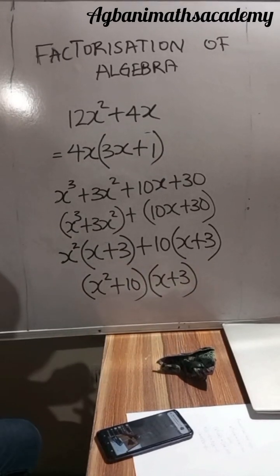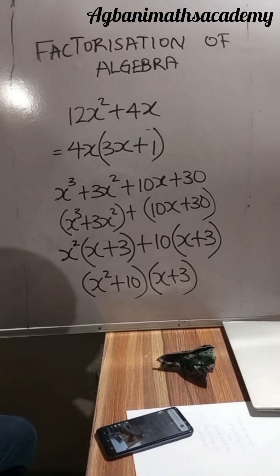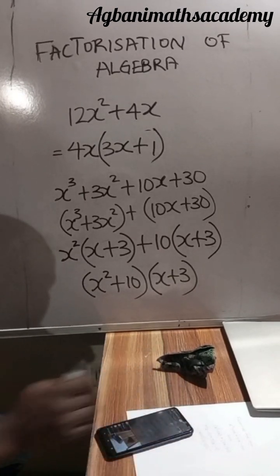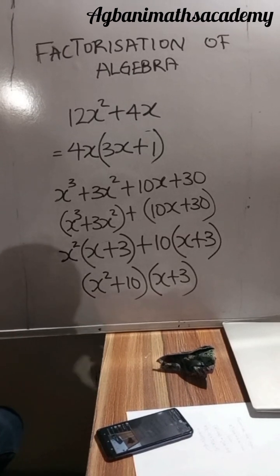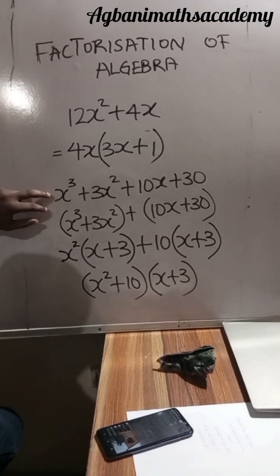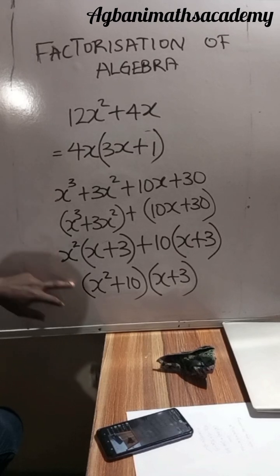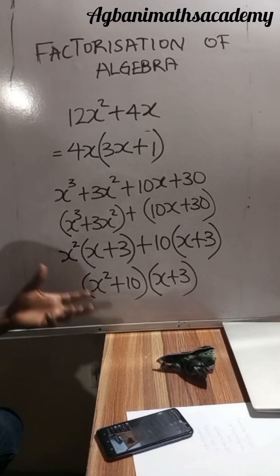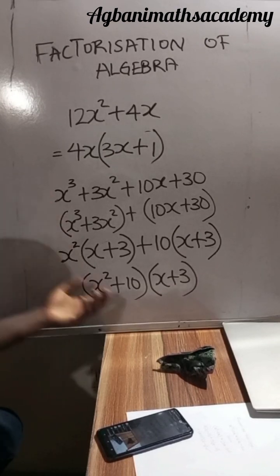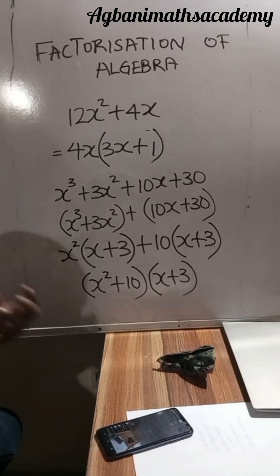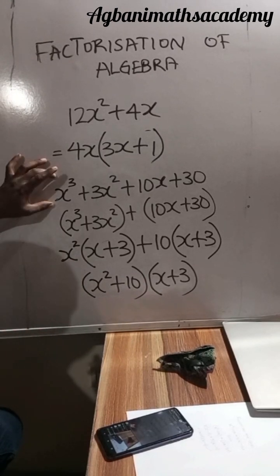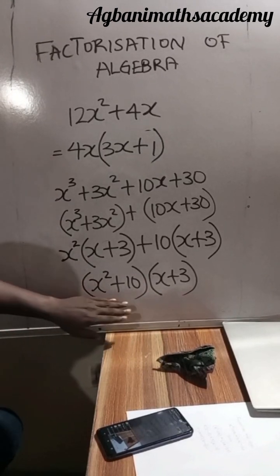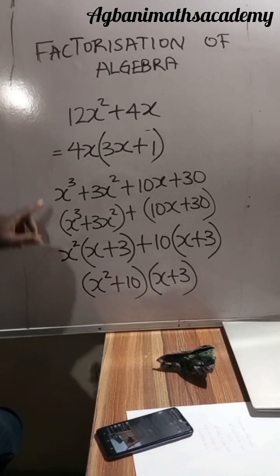So remember, I said factorization of algebra in simple terms is introduction of brackets to an algebra. So at the beginning of the question, this question did not have any bracket, and we are told to factorize it. This becomes the answer. So we have gotten the factors of this algebra. 2 sets of algebra that can multiply themselves to give us this algebra. Okay? So if you multiply these two, at the end of the day, you're going to get this.